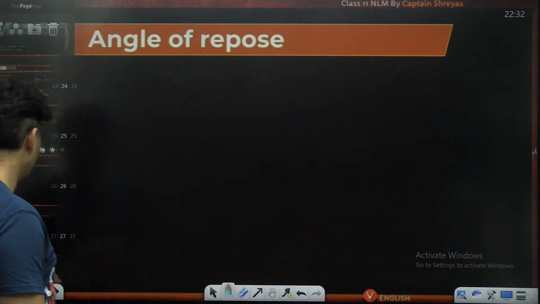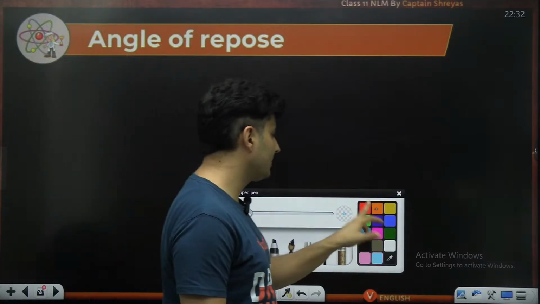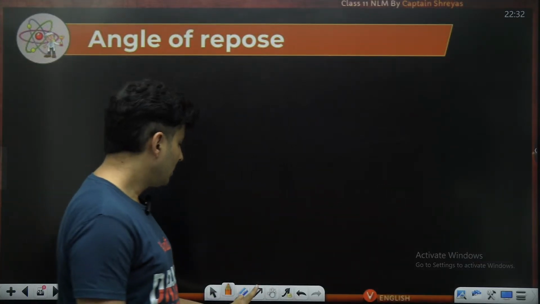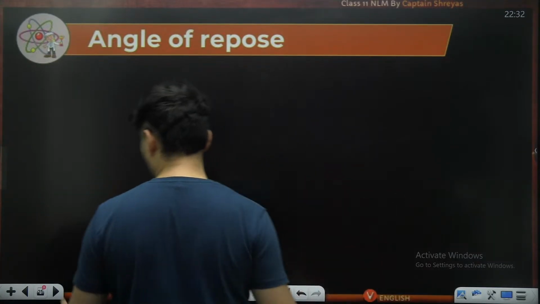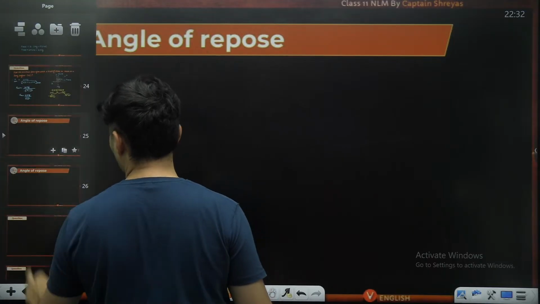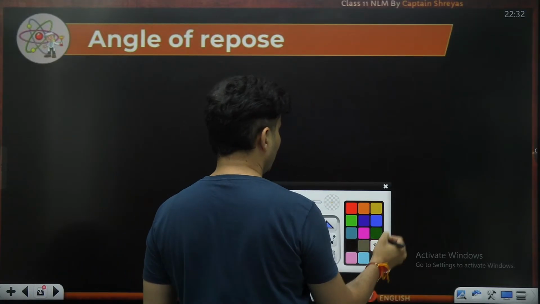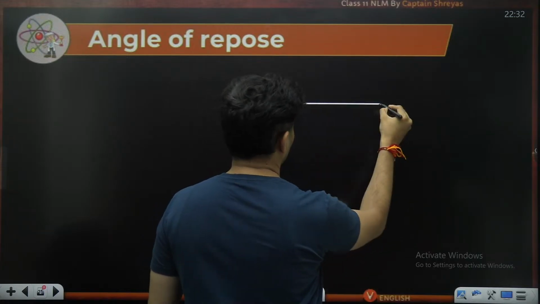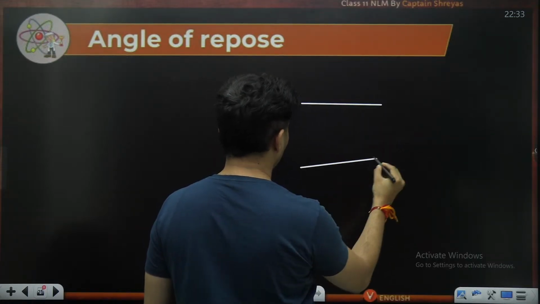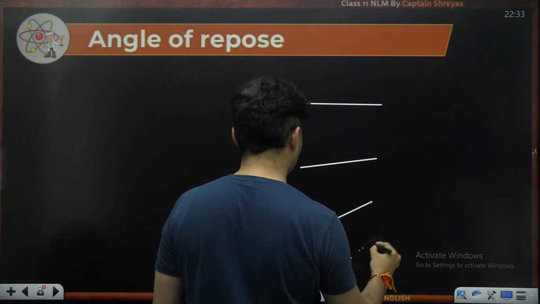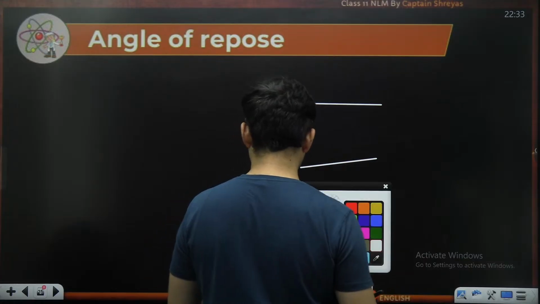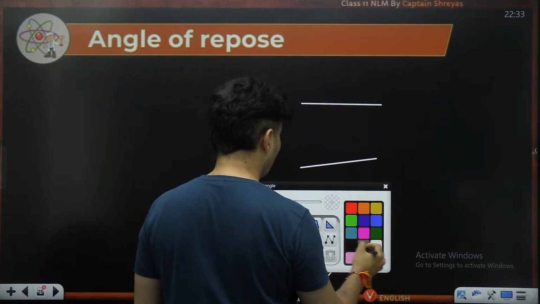On to the next concept: angle of repose. What is this concept? Okay, see, boss, simple, I will tell you. On an inclined surface, the inclination keeps increasing. At one point, the block will slip.